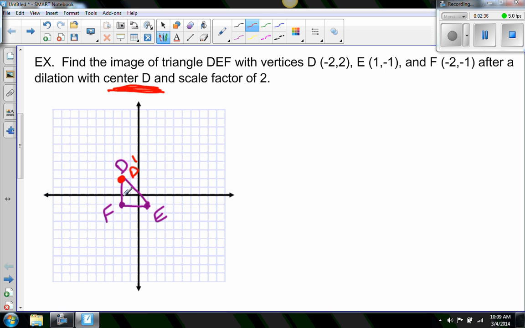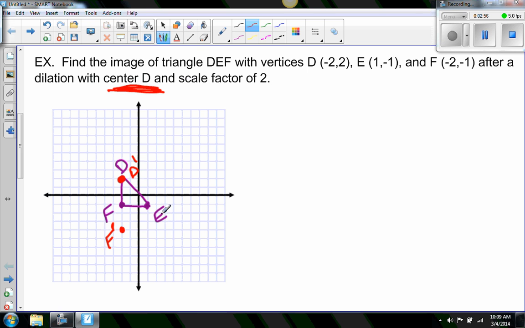So DF, how do I make that twice as big? Well, how big is it right now? It's 1, 2, 3 units long. So then if I double it, it needs to be 6 units. So 4, 5, 6. So my new F is going to be down here. It's F1.